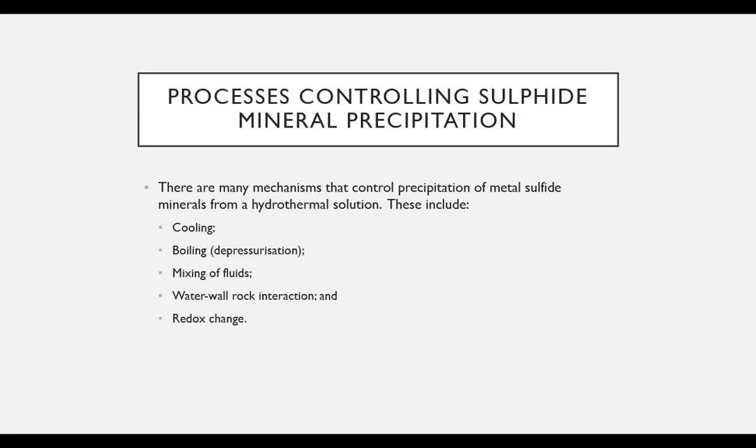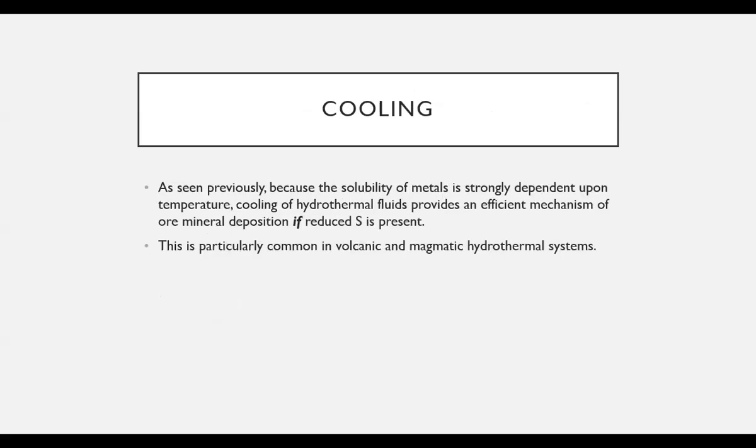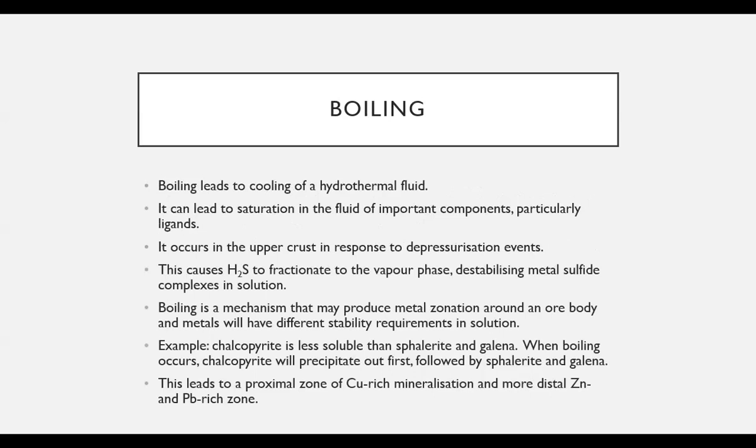You might go from something fairly non-saline to very saline, or oxidized to reduced, and that can change redox conditions or salinity of the system. So cooling is one of the most efficient, especially if reduced sulfur is present. This is common in volcanic and magmatic systems as the fluid moves close to the surface.